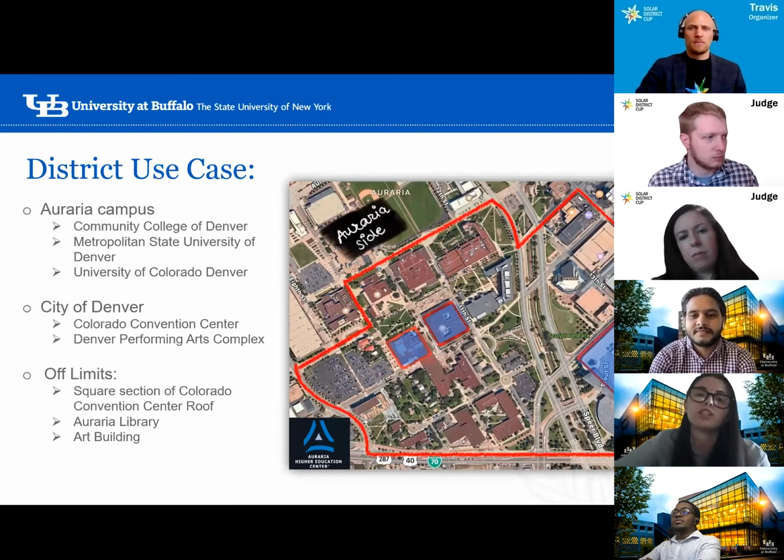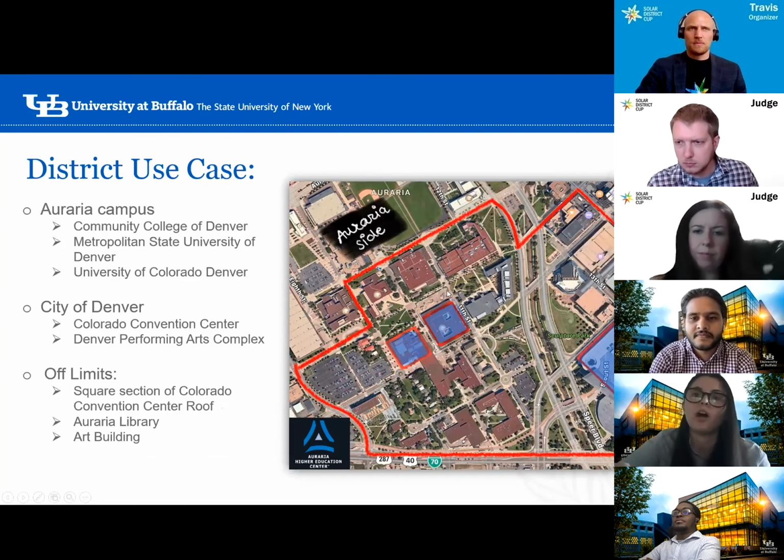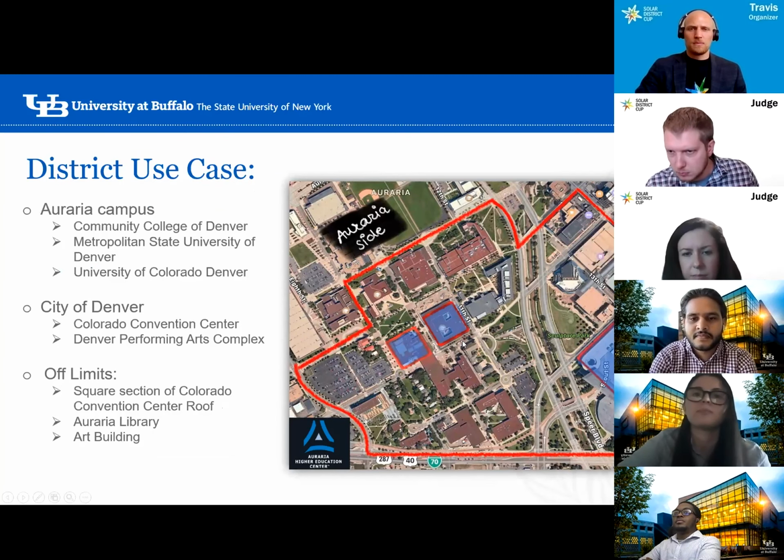As mentioned before, our district use case is the City of Denver / Auraria Higher Education Center. So this map here just shows the Auraria side and the Denver side, and then these blue squares represent areas that were off limits for PV placement.